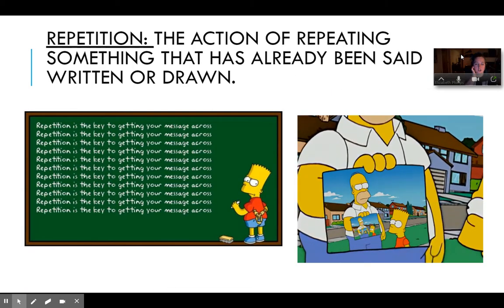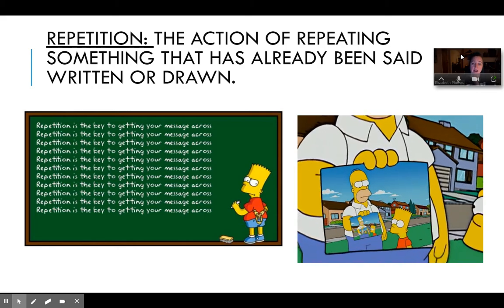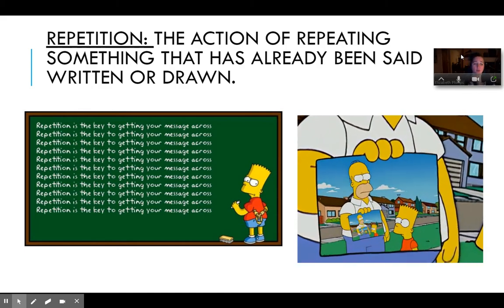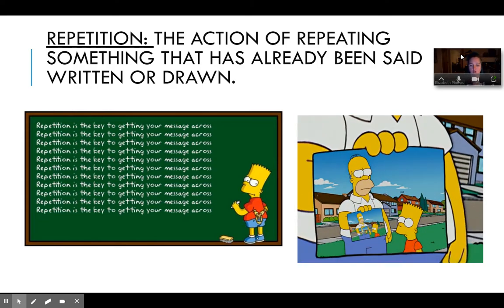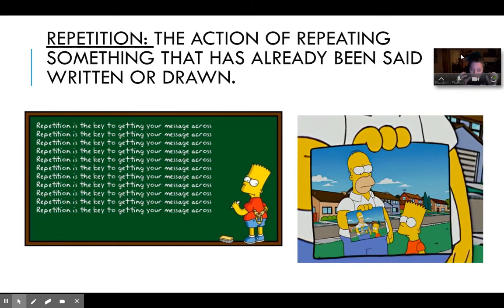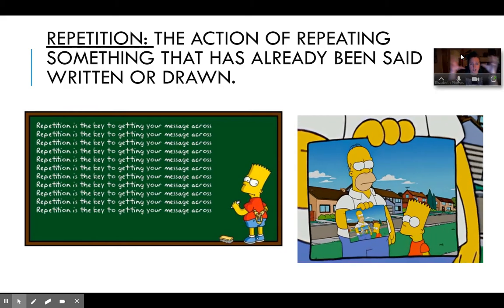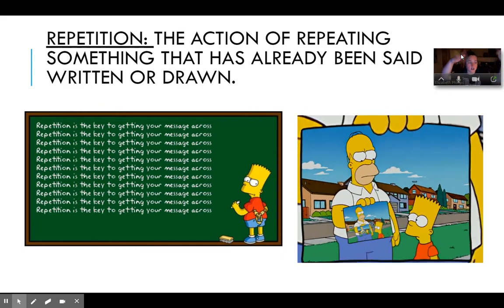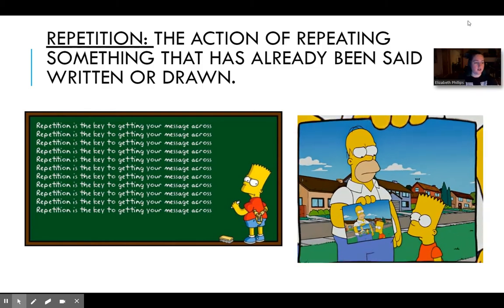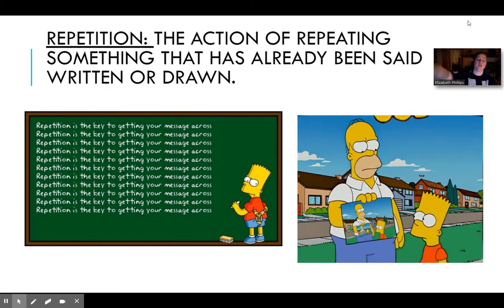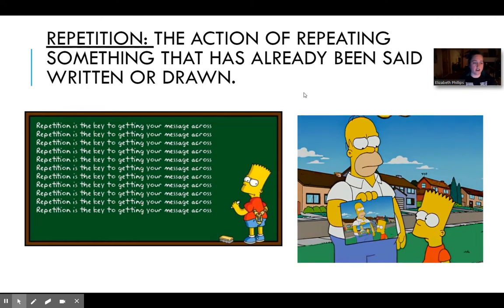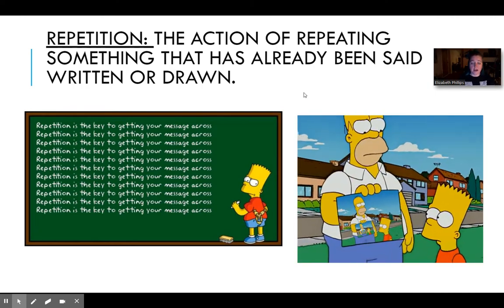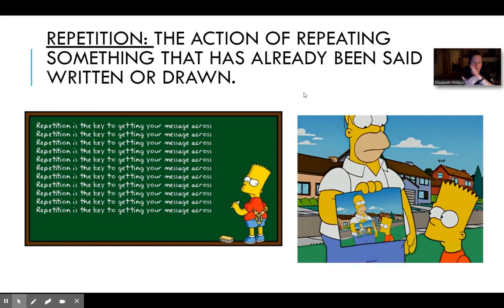If you don't understand what repetition is, I got that taken care of. Repetition: a repeating pattern of some kind; the action of repeating something that has already been said, written, or drawn. So you're taking that original concept and duplicating it in different ways over and over and over again. Let's take a look at the picture below me. It's an ongoing image that goes on forever, right? It's the same thing with a repetitive pattern.